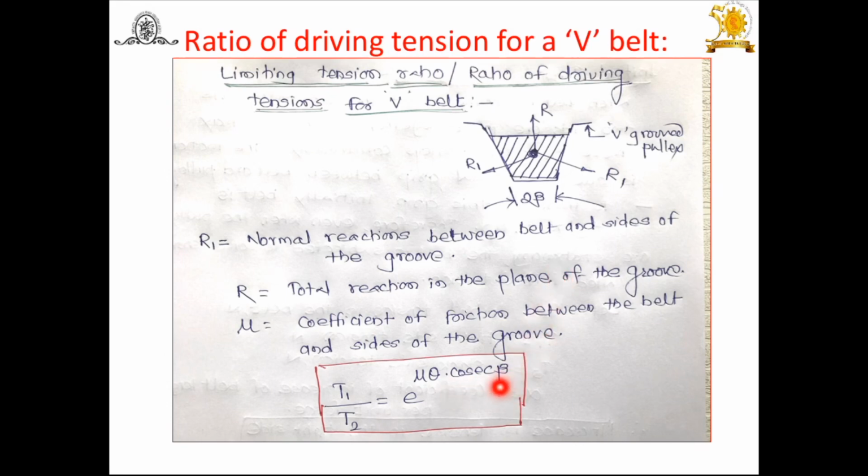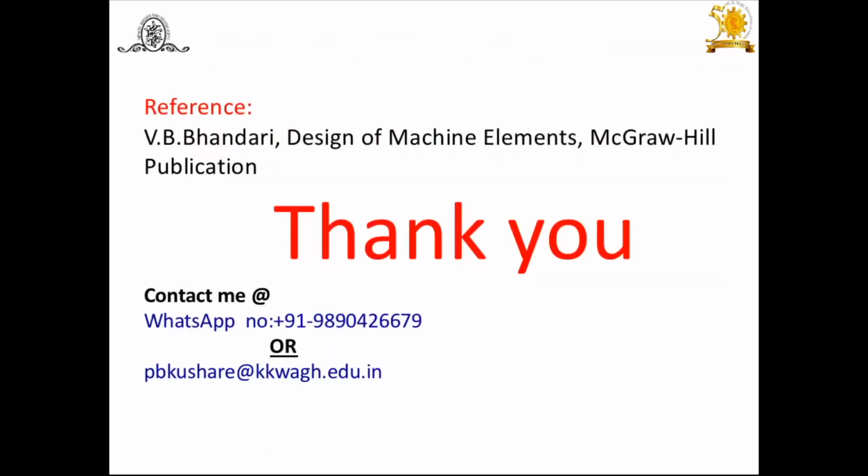Try to understand, half of the total angle we have to consider. This is total 2 beta, so half of it gives the beta that we have to substitute. Generally this value is 40. If we take this value as 40, and other terms remain the same, mu and theta, for a flat belt as well as the V-belt, you will find 2 to 2 point something times more power transmission than the flat belt drive.